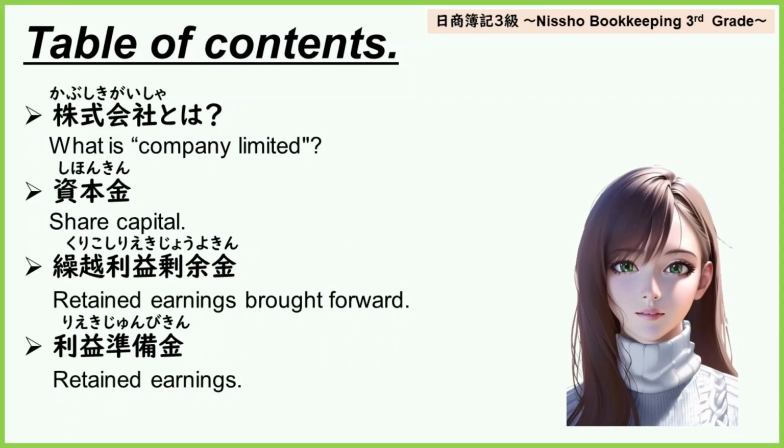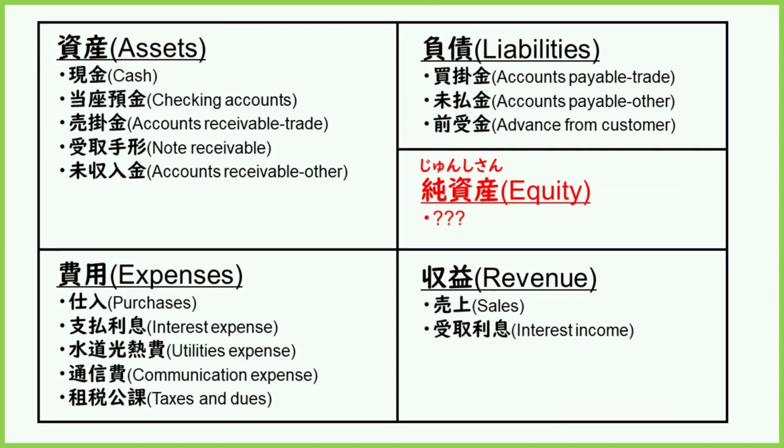I'm Japan Life Hacks. In this video, you will learn about equity. In bookkeeping, we learned about 5 elements. This diagram illustrates several accounts that have appeared in our previous lessons. Did we have any account name related to equity? Actually, it's an uncharted territory we haven't covered yet.